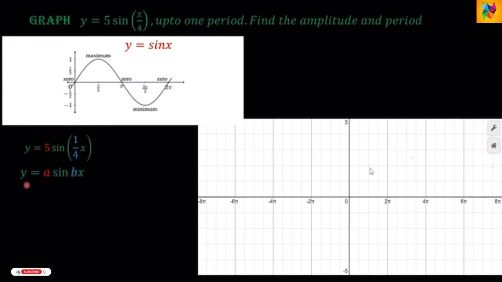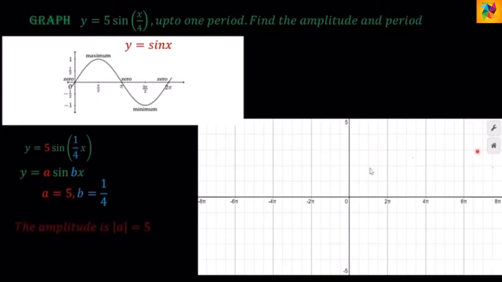Remember that y can be written as a sine bx. So now we want to find our a and b. The a for our function is 5 and the b for our function is 1 over 4. So a is 5 and b is 1 over 4.